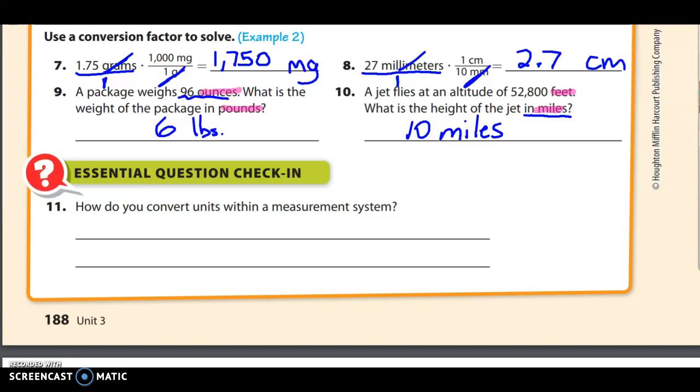Let's check out this essential question. It says, how do you convert units within a measurement system? My favorite method is to write and solve equivalent ratios. Or there's another method. Or use a conversion factor.